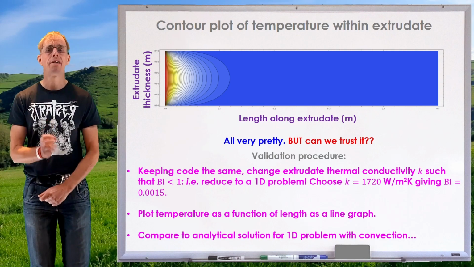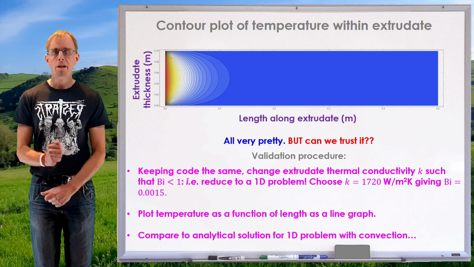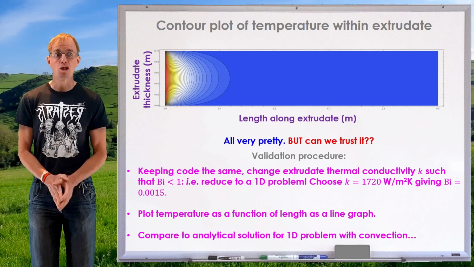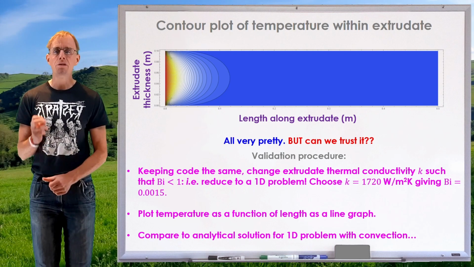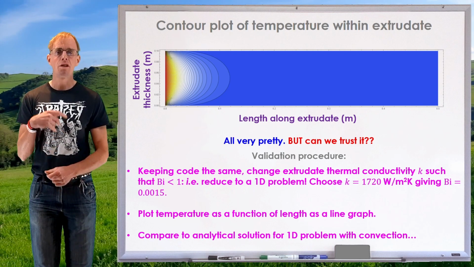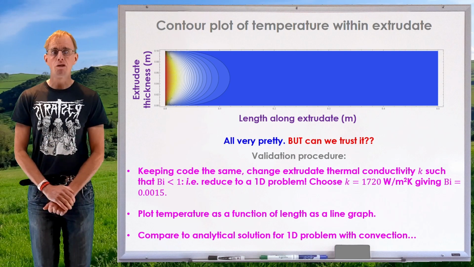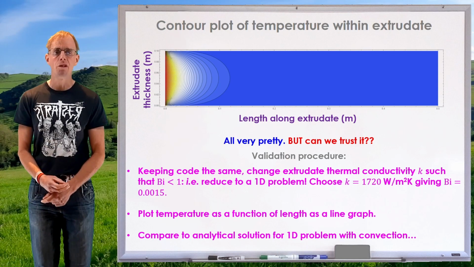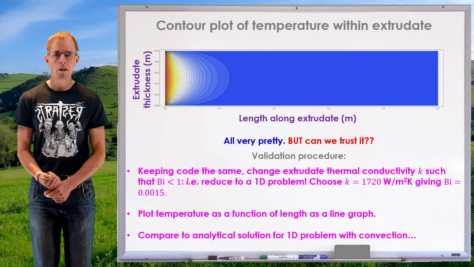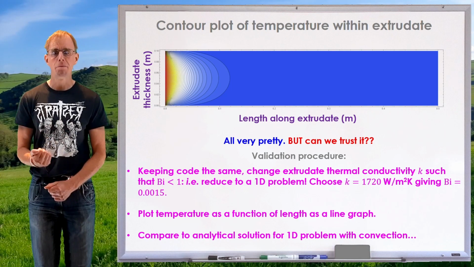So we need to validate numerics every time we write a numerical code. So I want to validate this without changing the code because I want to validate the code that I've written. So I want to change the parameters such that they represent a problem that I can get an analytical solution to. So the simplest way of doing this is to say, well, if I change the thermal conductivity, I'm going to reduce my Biot number and I'm going to reduce the problem from being two-dimensional down to one-dimensional.